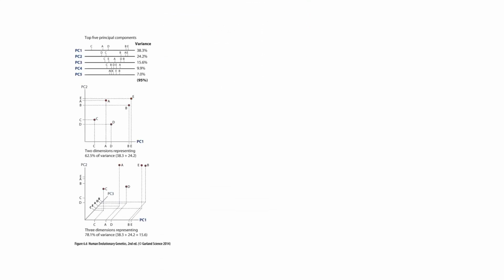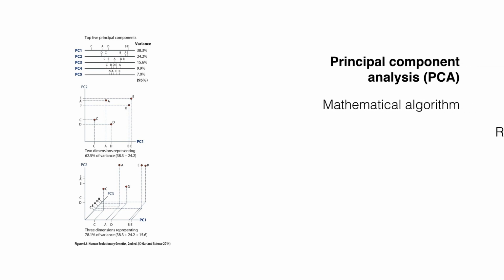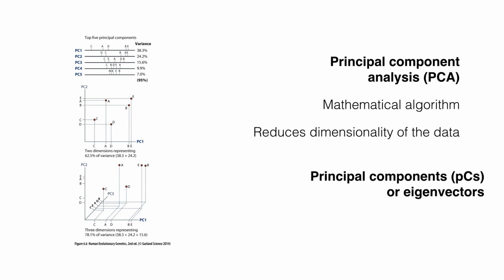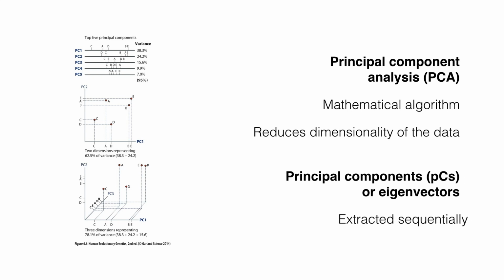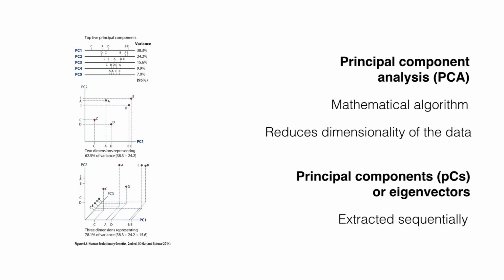Alternatively, principal component analysis, or PCA, is a mathematical algorithm that reduces the dimensionality of the data while retaining most of the variation in the dataset. Individual axes, known as principal components or eigenvectors, are extracted sequentially, with each PC being independent and encapsulating as much of the remaining variation as possible.